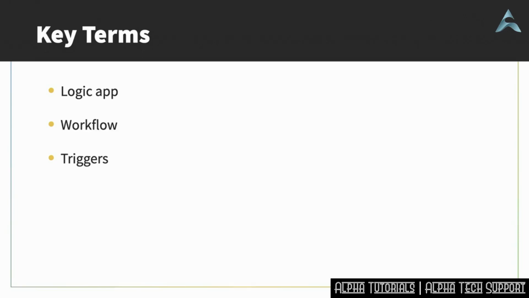Then we also have actions, which are basically subsequent steps in the workflow that follow the trigger. They will just execute a certain task and then another task. So we have those actions, and we have connectors. So connectors, we have basically built-in connectors and managed connectors. The built-in connectors are, just like the name says, built-in. So the ones that come by default.